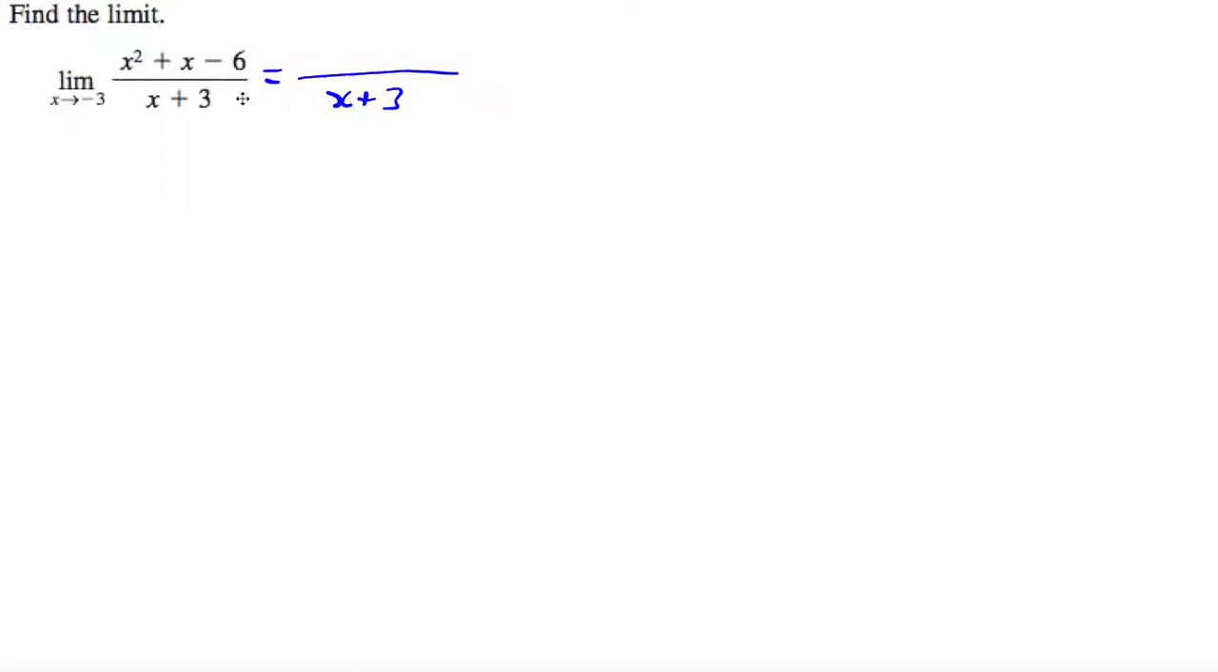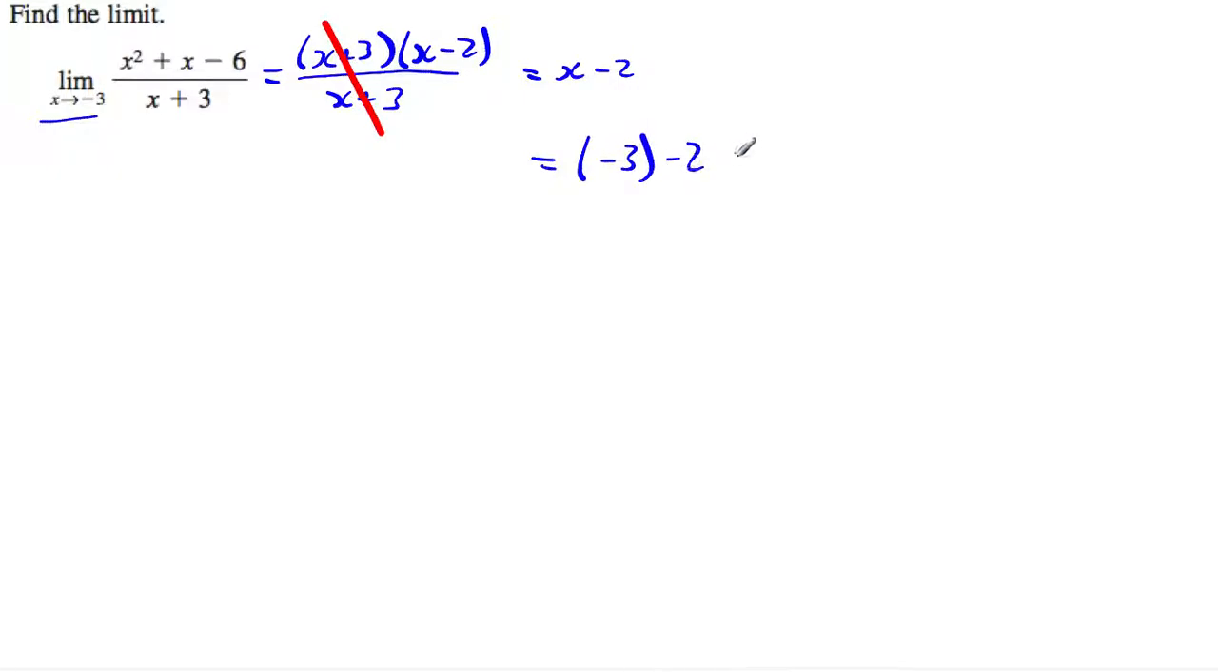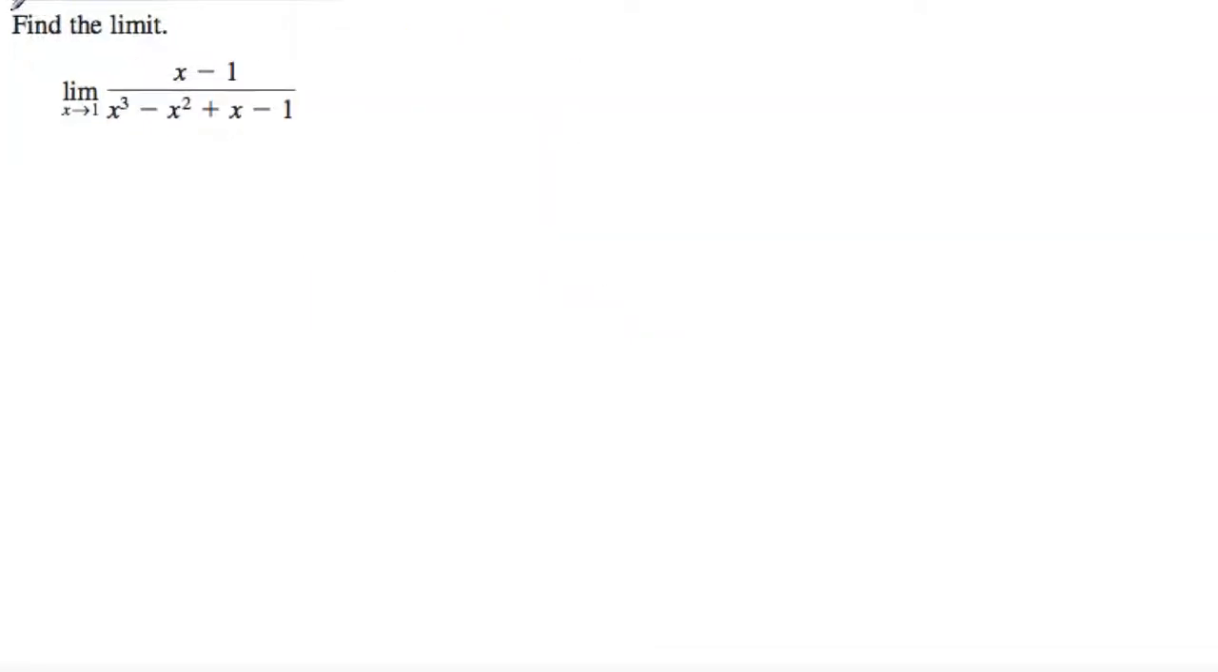The denominator is a factor of x plus 3, but if I factor the numerator, I'm going to get x plus 3 times x minus 2. I can remove that factor, so I'm left with just x minus 2. And now I can plug in this value. So this limit is going to be equal to negative 3 minus 2. So this limit is equal to negative 5. That makes it a lot easier. I can still do the whole make a table of values or graph, but by just factoring and removing the common factors, it's not so much of a strain.